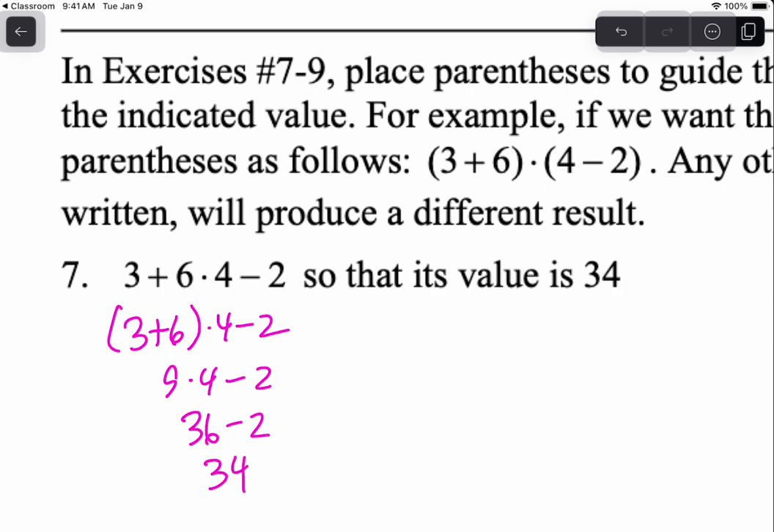So it's kind of interesting how important those parentheses can be as to what your final value becomes. So if you focus on doing the 3 plus 6 first, it gives us a value of 34.